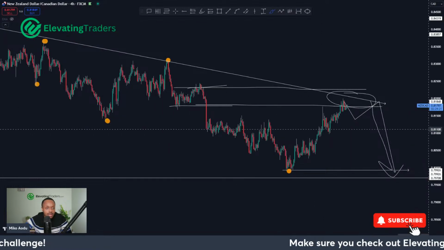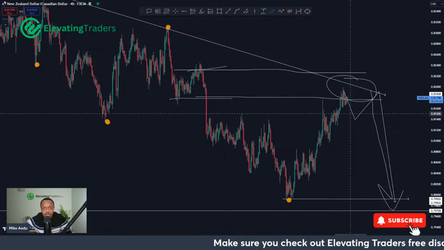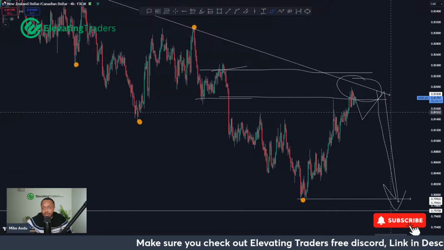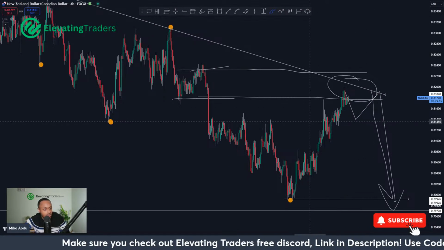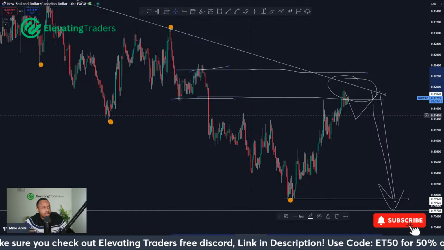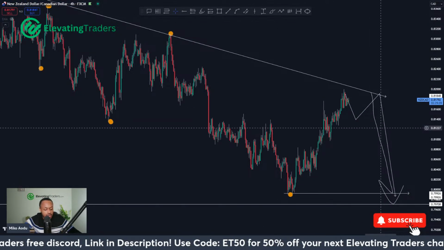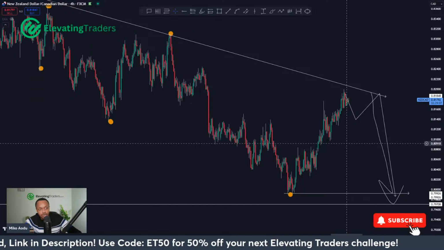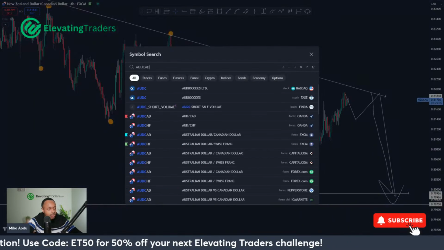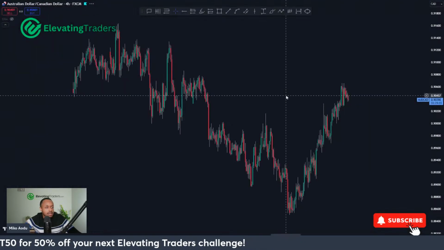But all I know is that New Zealand CAD is in my area, so I need to actively monitor this one. It could set up at any point. Just hopefully it's not whilst I'm sleeping. And if I'm awake, I'll be there to take the trade. But yeah, New Zealand CAD is a market I'm looking at. Aussie CAD I was trading last week, but it did break through the channel.